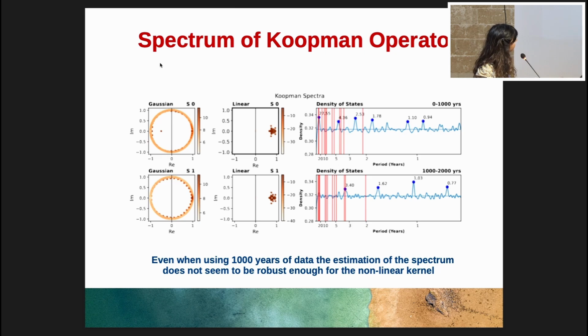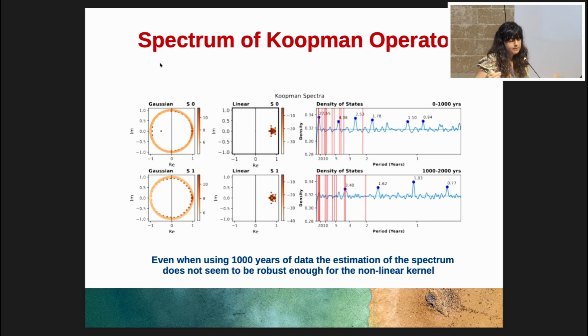Here we have the spectra for the 2 chunks of 1,000 years. So we have 2 different estimates of the Koopman operator, both of the same length, and they look pretty different anyway. If we do the density that Antonio was showing before, we can see that the peaks do not correspond among the 2 different estimates. This is a problem that does not happen when we are using the linear kernel, though, because they seem to be much more robust. And even with much shorter lengths of the data, we can get robust estimates.